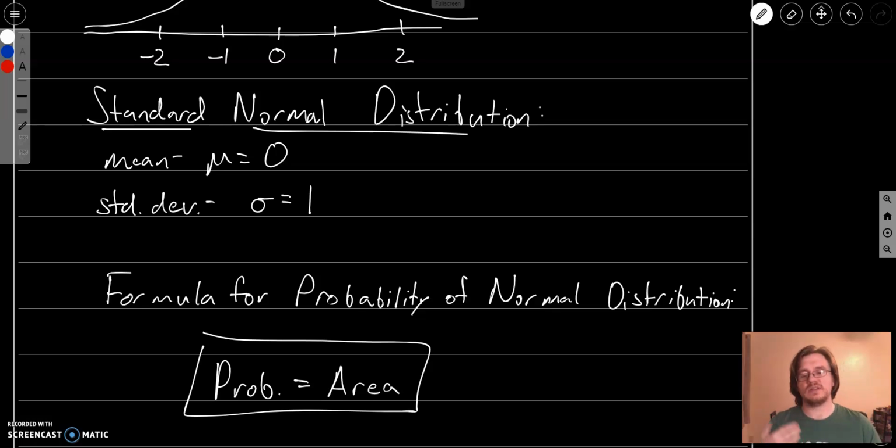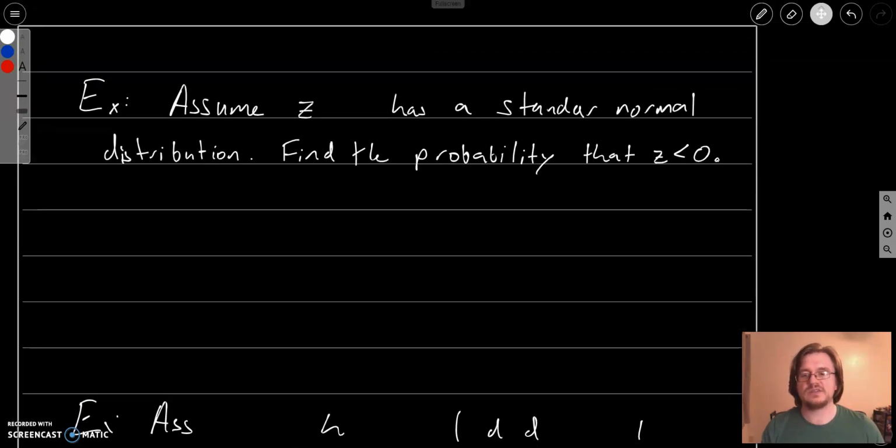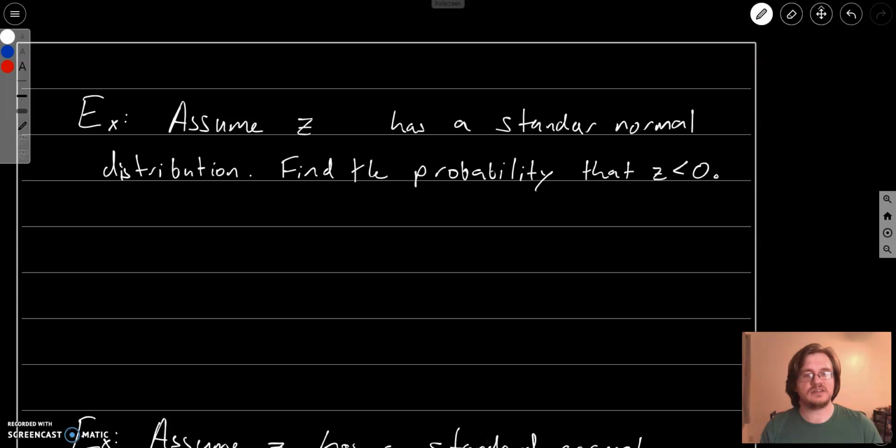Okay? So let's look at a couple of examples, and what I'll do is in the next video, I'll actually go through and calculate these. For the moment, I'm just going to draw some pictures to illustrate exactly what's happening. So let's assume that Z has a standard normal distribution. And let's find the probability that Z is less than 0.